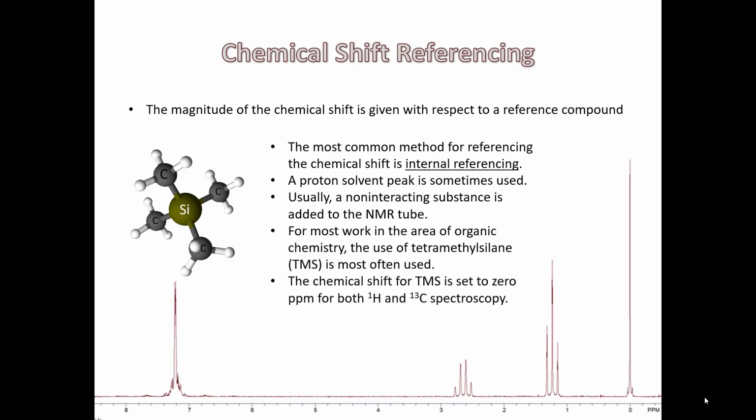For most work in the area of organic chemistry, tetramethylsilane is used, and we abbreviate that as TMS. The chemical shift of TMS is set to 0 ppm for both proton and carbon spectroscopy. So when we look at the spectrum at the bottom of the screen, the peak at 1.2 ppm is referenced compared to TMS at 0. Similarly, the peak at 2.7 ppm is referenced compared to TMS at 0. So we always have to have a chemical shift reference whenever we're talking about chemical shifts.